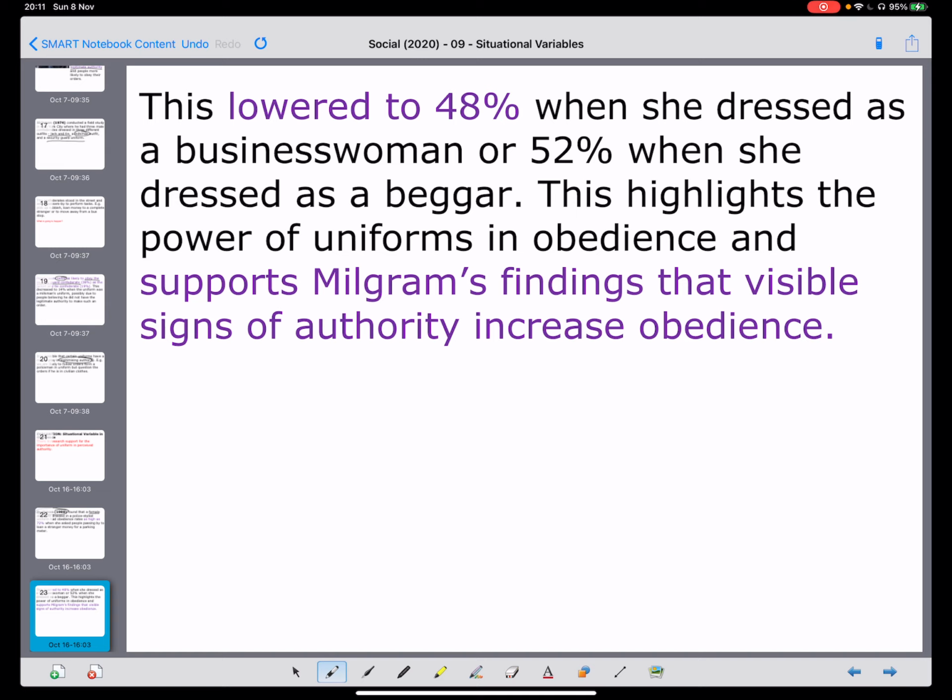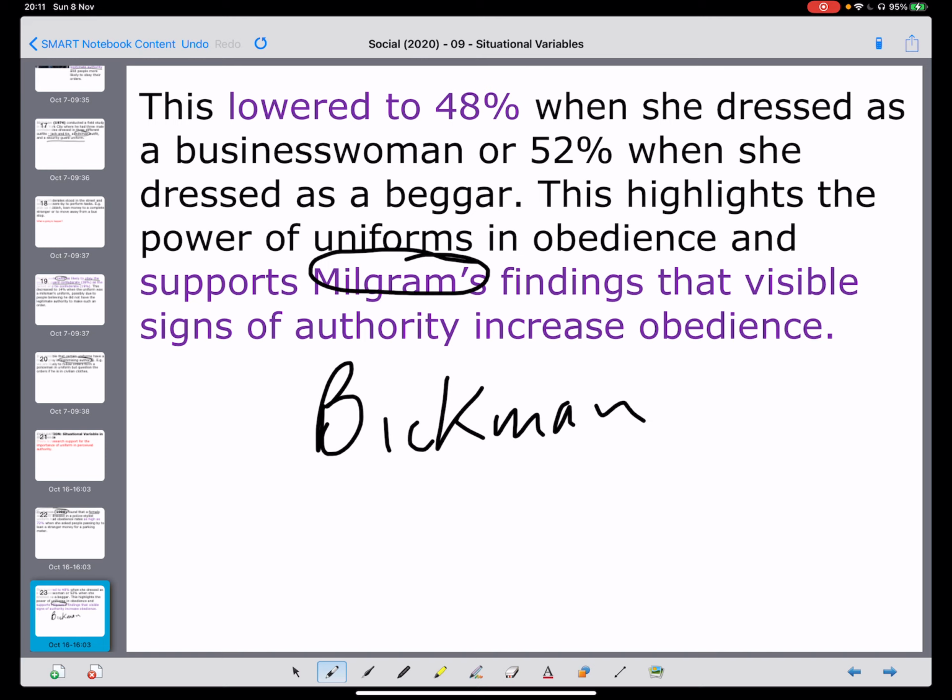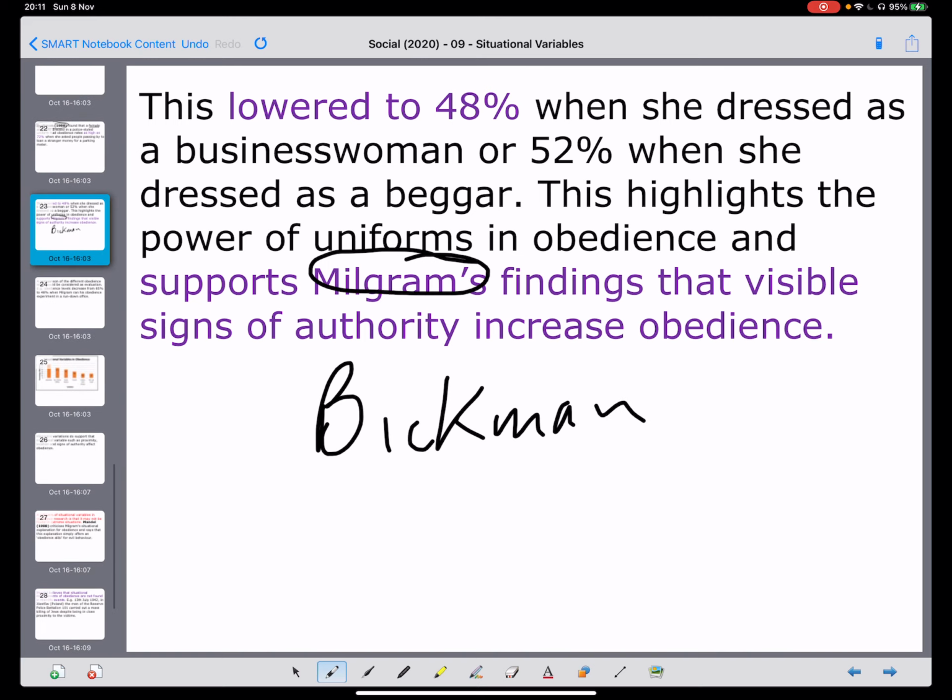Now, I say at the bottom here that this highlights the power of uniform. Absolutely, we can use Bushman for this. It does also support Milgram's finding, but I would also say it supports Bickman's findings. Therefore, we've got quite a nice point there to demonstrate that uniform is quite important.